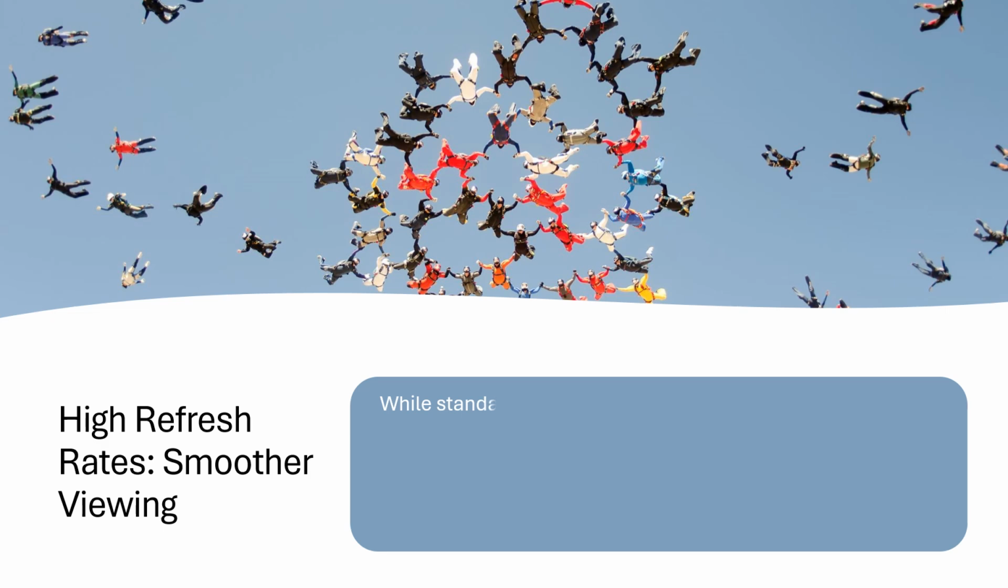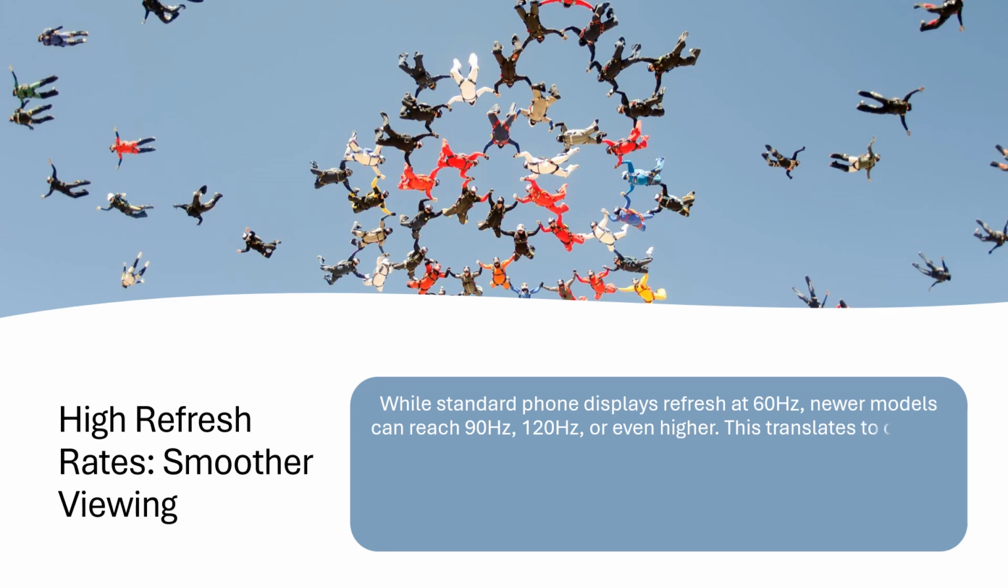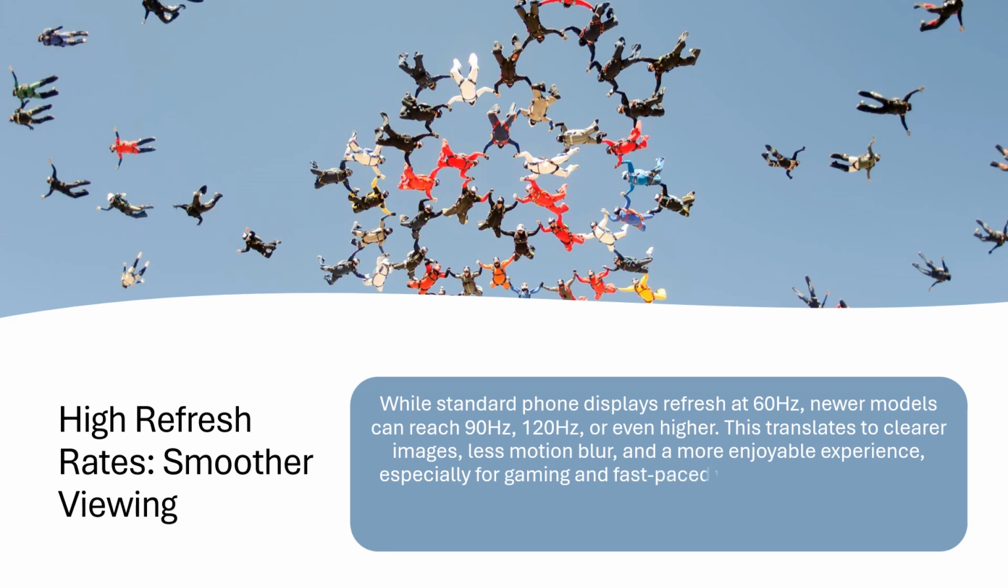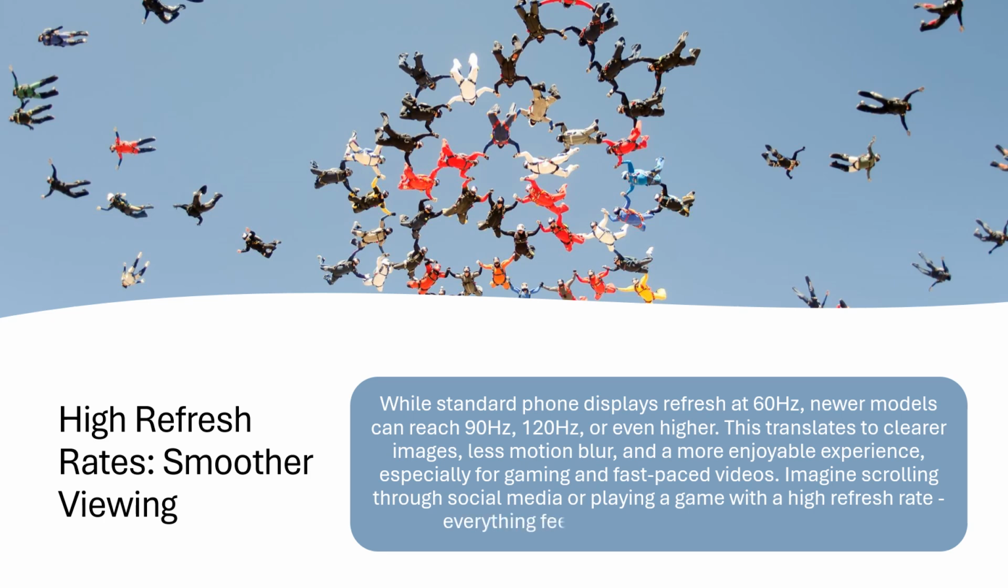While standard phone displays refresh at 60 Hz, newer models can reach 90 Hz, 120 Hz, or even higher. This translates to clearer images, less motion blur, and a more enjoyable experience, especially for gaming and fast-paced videos. Imagine scrolling through social media or playing a game with a high refresh rate. Everything feels smoother and more responsive.